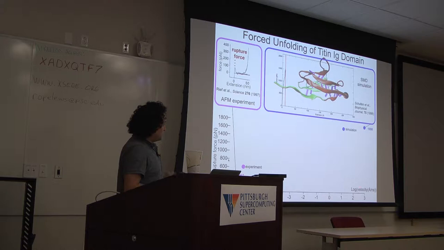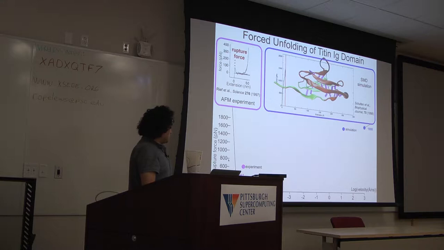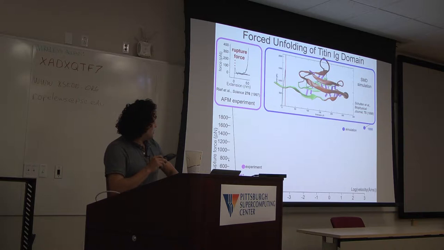So if you notice, we perform this simulation at constant velocity. That's how these simulations are performed. You're essentially pulling at a constant velocity, and because it's constant velocity, what's changing is the force you're applying, right? So back then, in 1997, someone measured a rupture force for a particular velocity, and that's what we're having here. A particular velocity here, so let's keep going.